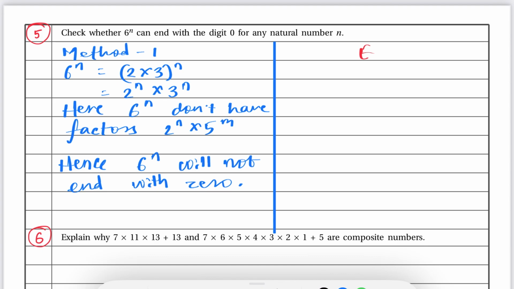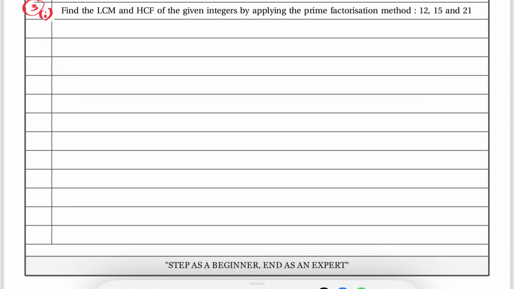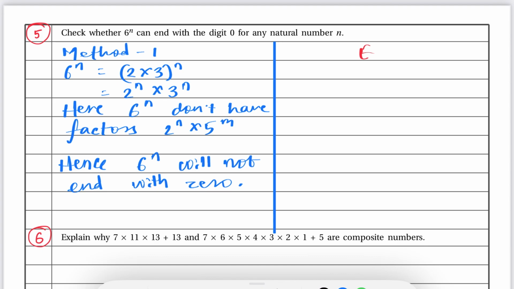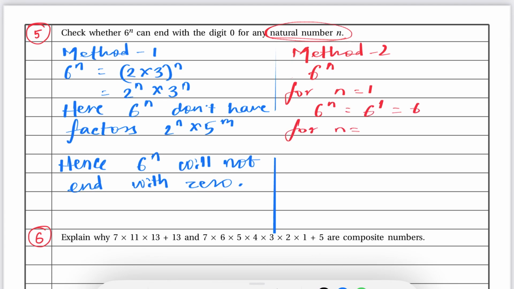Similarly, there is one more method. I will explain method 2 for you, dear students, and this is very easy and it is a fantastic method. What you do, they said natural number n, right? So for n equals 1, we have 6 power 1 as 6. For n equals 2, we have 6 power 2. 6 times 6 is 36.